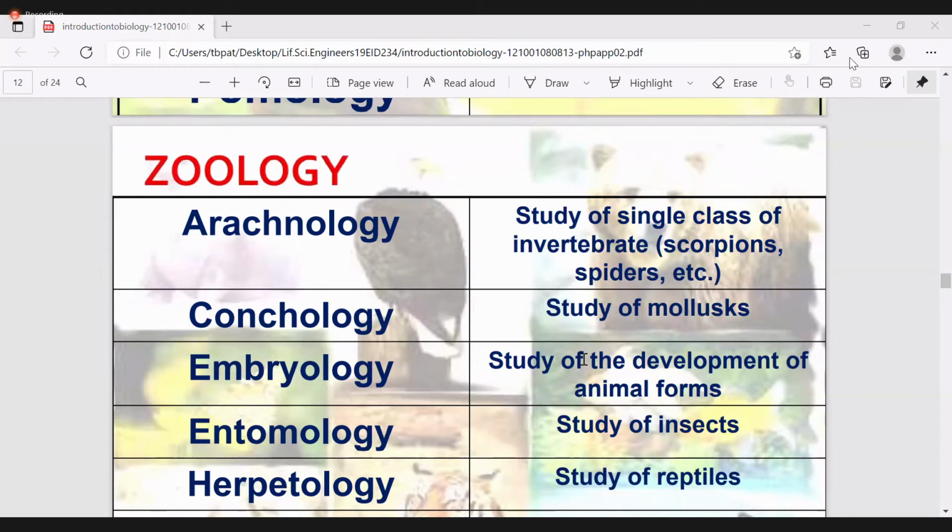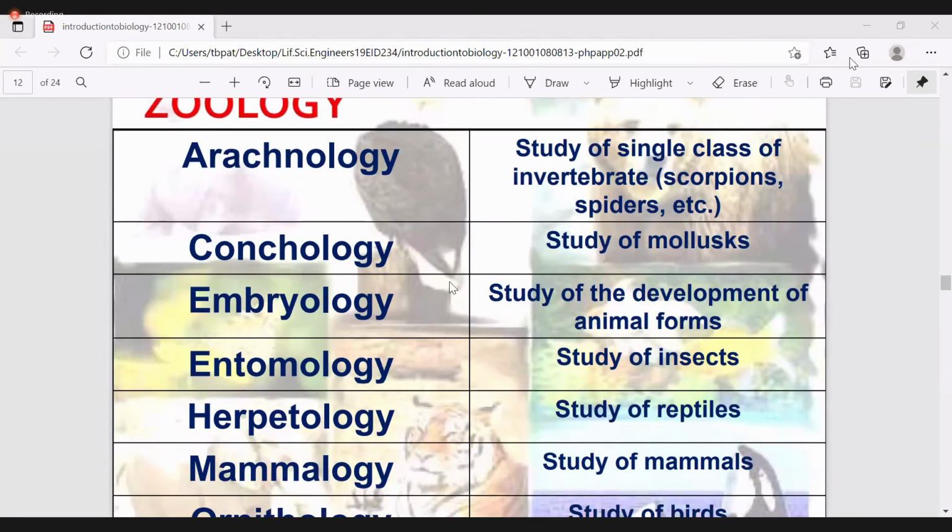Ornithology is a study of a single class of invertebrate. Conchology is a study of molluscs. Conchology is different. Oncology is different. Oncology is relevant to cancer. Remember, conchology is a study of molluscs. Oncology is a study of cancer, the diseases. This is one of the other branches.